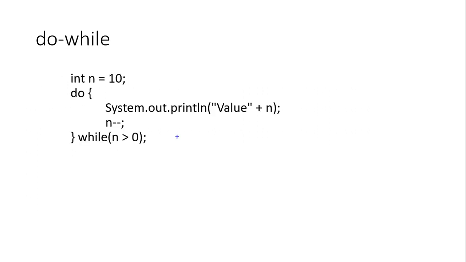So here we have a simple example. Int n is equal to 10, and you simply enter here, and as long as n is greater than 0, you repeat this loop. Inside the loop you just decrease the value of n. Let's see that in action.